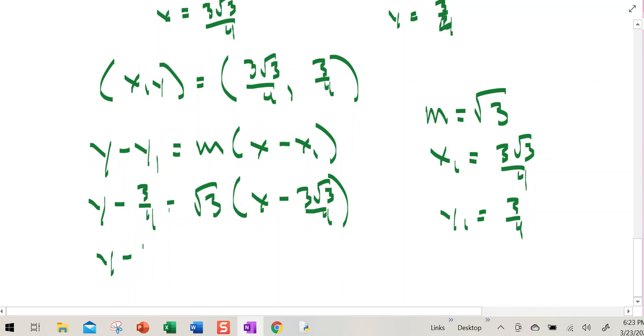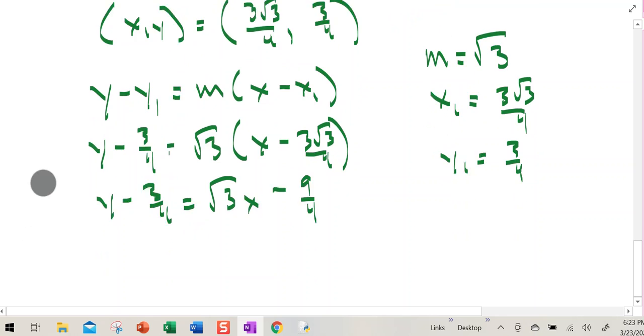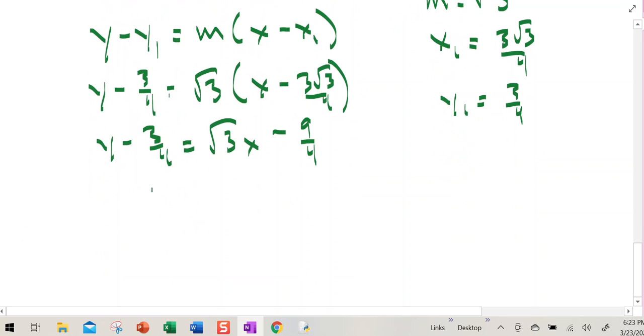And simplifying here, radical 3 times x, radical 3 times 3 radical 3. Well, the radical 3 times radical 3 becomes a radical 9, which becomes 3, so 3 times 3 is 9/4. And finally, adding 3/4 to the other side, we end up with y is equal to the square root of 3 x minus 6/4, or 3/2. And so there is the equation of the tangent line.